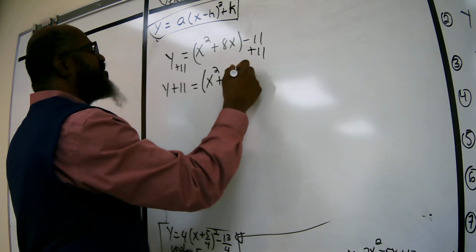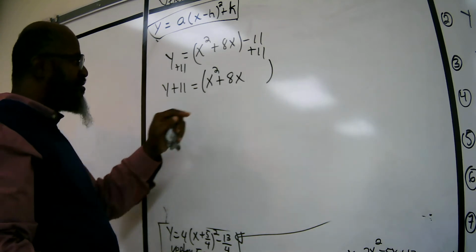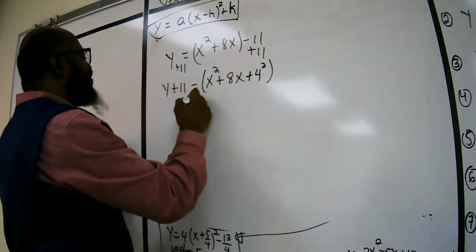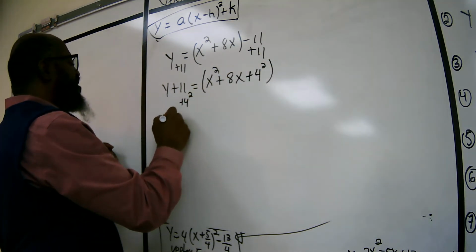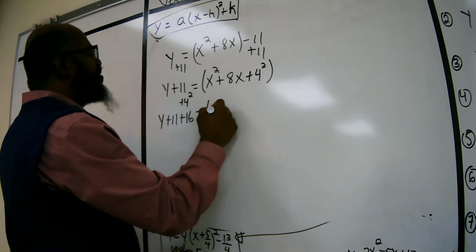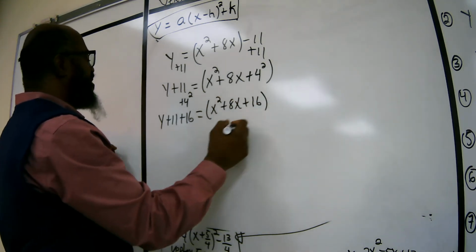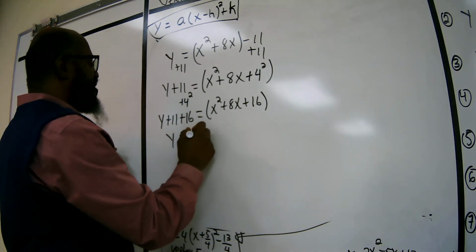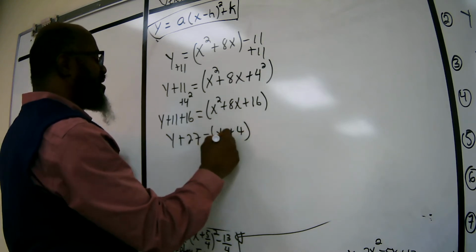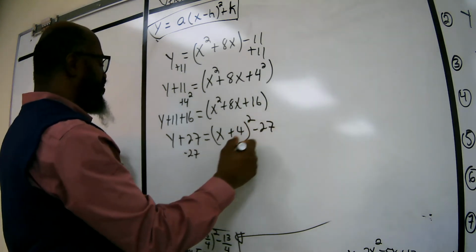Now you're going to take this number, divide by 2, that will give you 4. You take 4, you square it, then that will give you 16. That's how you add on this side. That will be 4 squared. And you will have y plus 11 plus 16 is equal to x squared plus 8x plus 16. And you will have y plus 27 equals x plus 4 squared. And you subtract 27, and your equation is in vertex form.